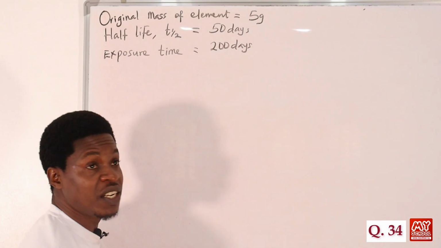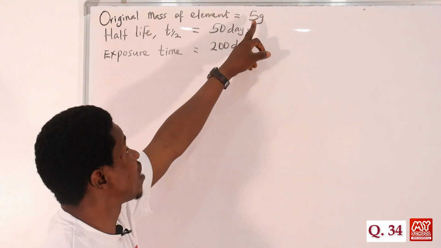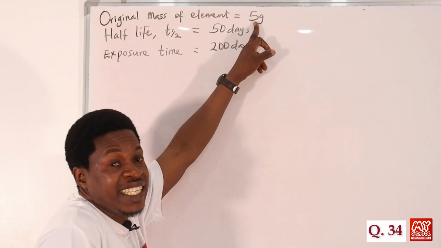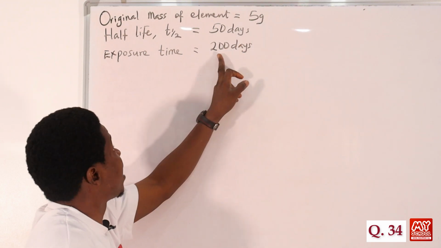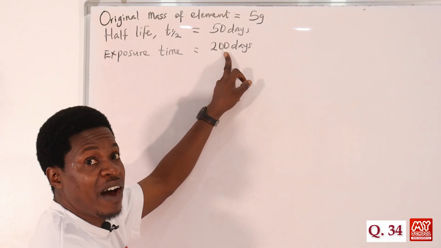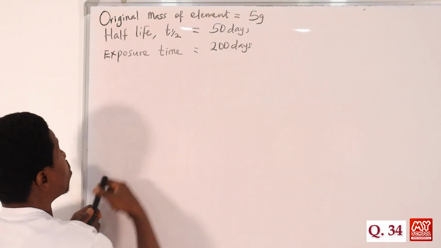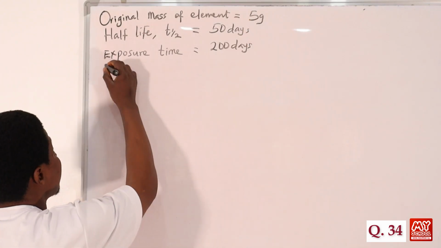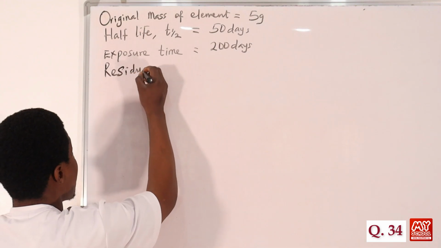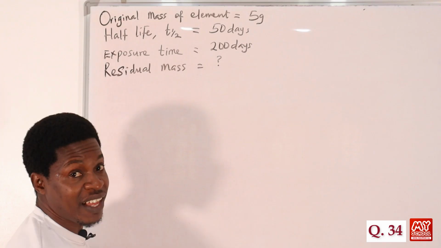But what are we actually asked to find? We're asked to find how much of that 5 grams remains. Which means if this 5 grams begins to decay until it gets to 200 days, what are we going to have left from this 5 grams after 200 days? That's what the question is saying. So we have the residual mass, question mark, because we don't know it.